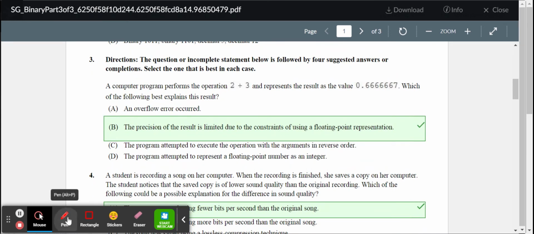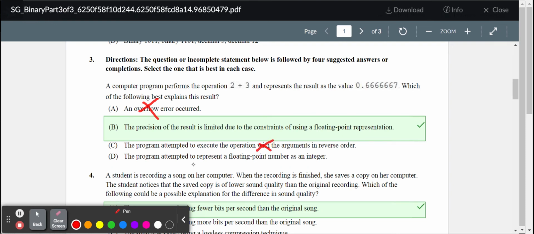Okay, whenever you have decimals, look for rounding error, or floating point is what they'll call it a lot of times too. So overflow? It's not overflowing, the number's not too big. The program intended to represent a floating point number as an integer? No. The precision of the result is limited. So we are always limited when we're doing decimals, because we have a difficult time with decimals. So usually we round that. So this is a floating point representation. It doesn't go all the way.